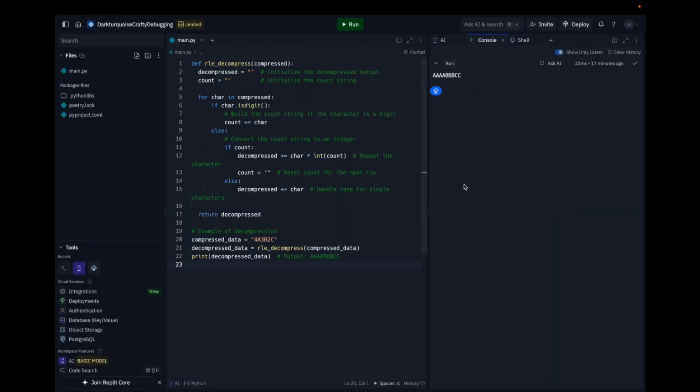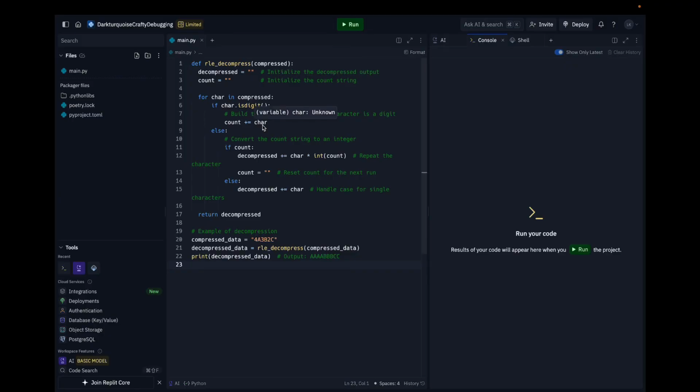Here you can see the code. The compressed variable is an empty string that will hold the final output, and count is an empty string that is used to accumulate the digits representing the count of the characters. Then we go down to the code, where there's a for loop. The for loop goes through each character in the compressed string. If the character is a digit, it appends the digit to the count string to handle multi-digit counts.